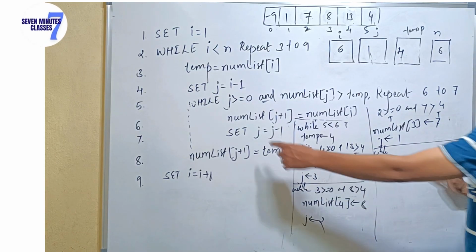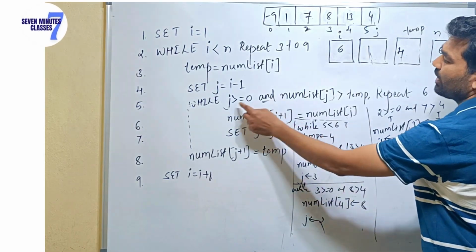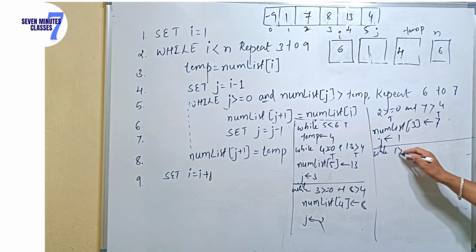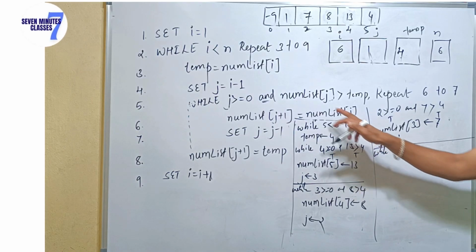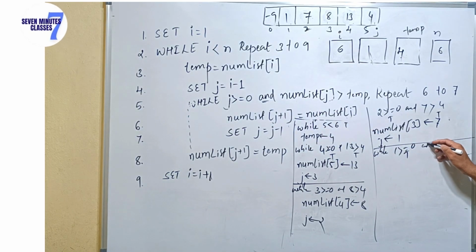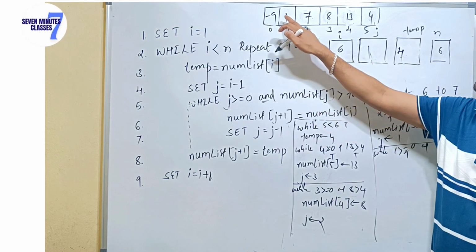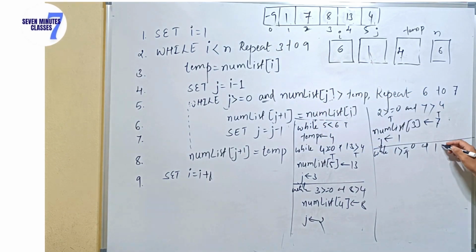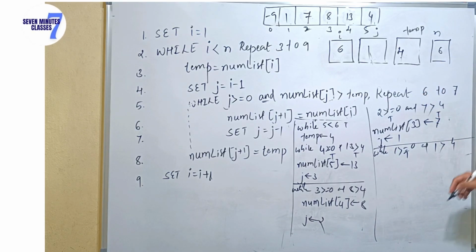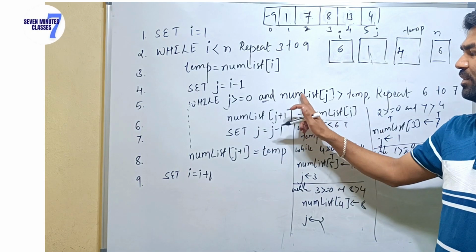So what is the value of j? j was 1. 1 is greater than or equal to 0. Let me write 1 is greater than or equal to 0. Yes, it is. Then, and num list of j, j is 1. And num list of 1 is 1. 1 is, okay, greater than temp. What is temp? 4. So this is true, this is false. Okay, now this is true, this is false out of this.